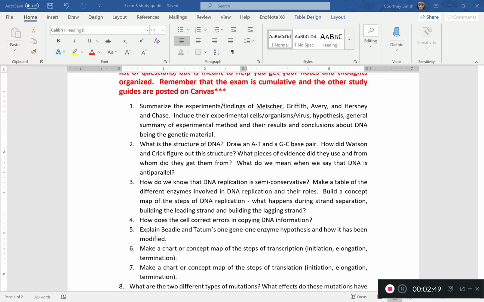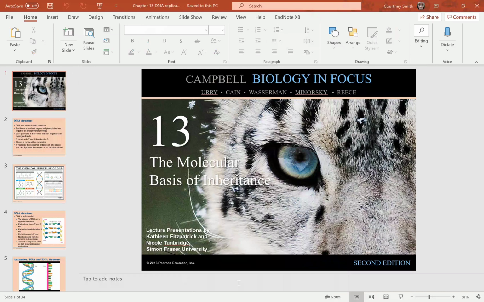So for number 2, it asks for what is the structure of DNA, draw the AT-CG base pairs, Watson and Crick, and then different evidence that were there, and then what does it mean when DNA is anti-parallel. So to answer that question, it can be found in our chapter 13 lecture. So let's go ahead and pull that up. So chapter 13, so the DNA structure.